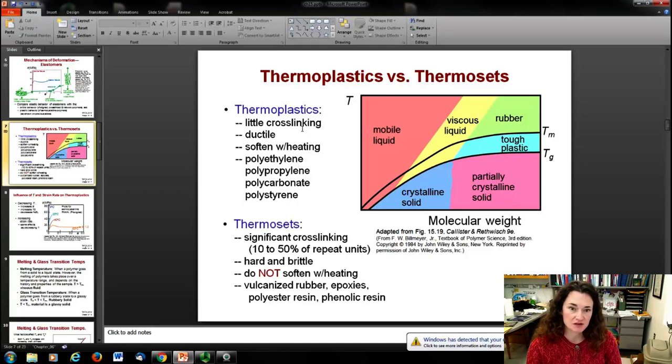Some examples of thermoplastics are polyethylene, polypropylene, polycarbonate, and polystyrene. Polyethylene might be a lot of your plastic bags and plastic bottles, polycarbonate is glassy, and polystyrene would be your packing peanuts. Your thermosets are vulcanized rubber from tires, epoxies, polyester resin, and phenolic resin. So any kind of setting glue that you might use that has two components that you mix together, those are also thermosets.